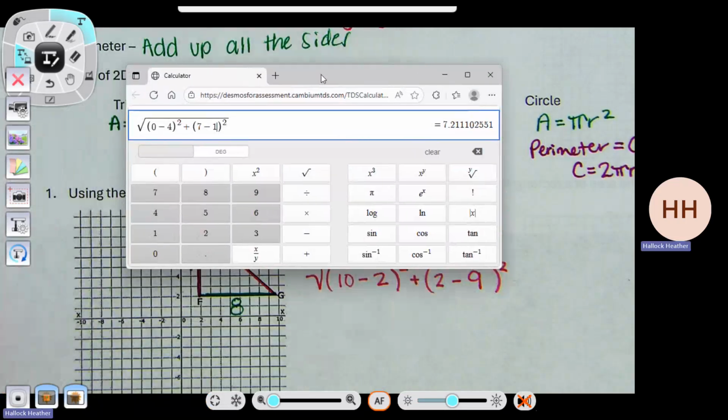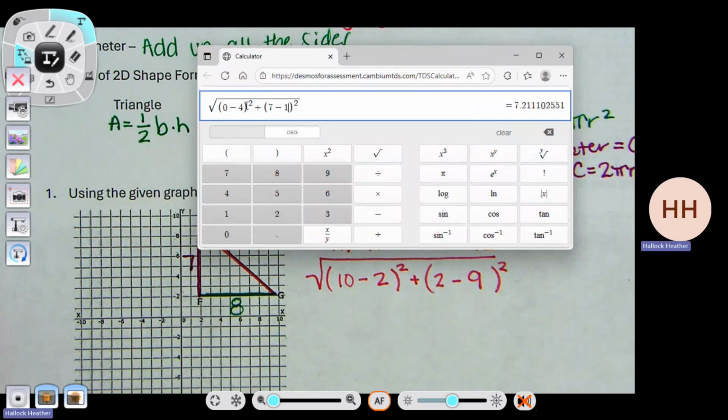Yeah, you get a decimal. That's the whole point. Sometimes it could come out to be a whole number, but in this case, it's a decimal. Remember when you're typing this in, you need the radical first.